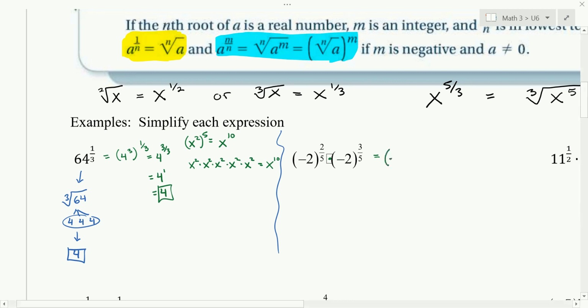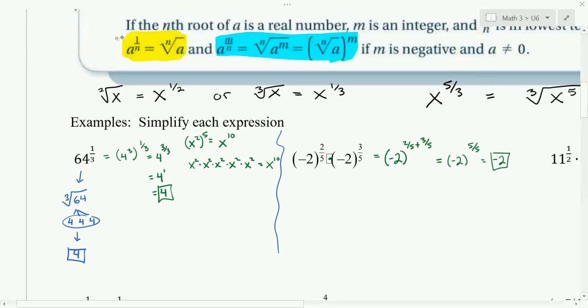So this is -2 to the 2/5 plus 3/5. We add those exponents. 2/5 plus 3/5 are fractions, and we can add fractions when the denominators match. In this case, they do. So we get -2 to the 2 plus 3, which is 5/5, which reduces to 1. So we're just going to get -2 as an answer. Okay, so that's just working with the exponents.